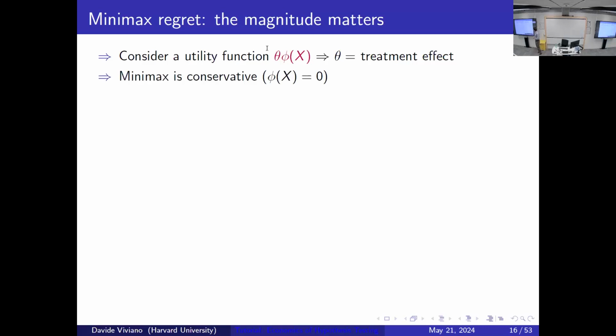So if we think about the worst case scenario and we look just at the worst case of this objective function, then we always want to pick phi equal to 0, no matter. So the trivial decision is going to be the optimal decision. So this is quite disappointing.